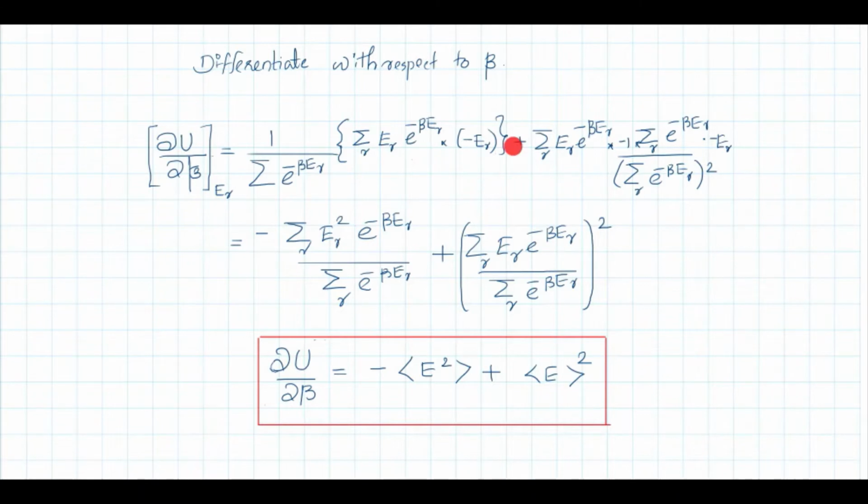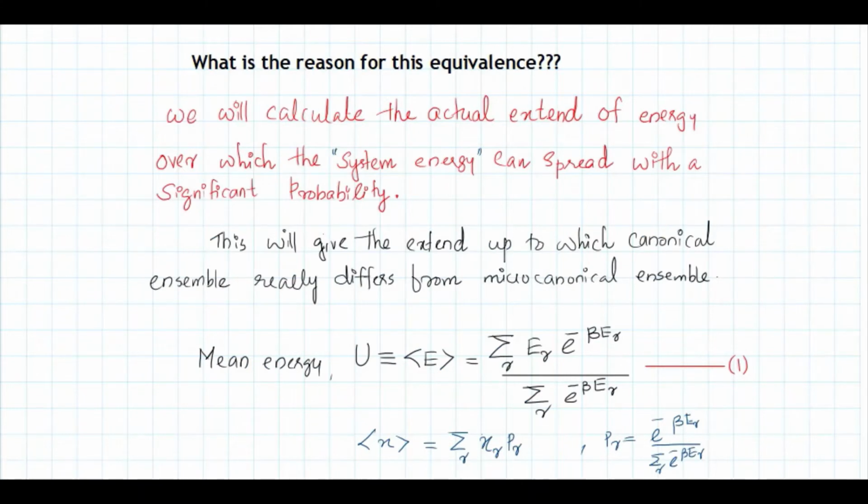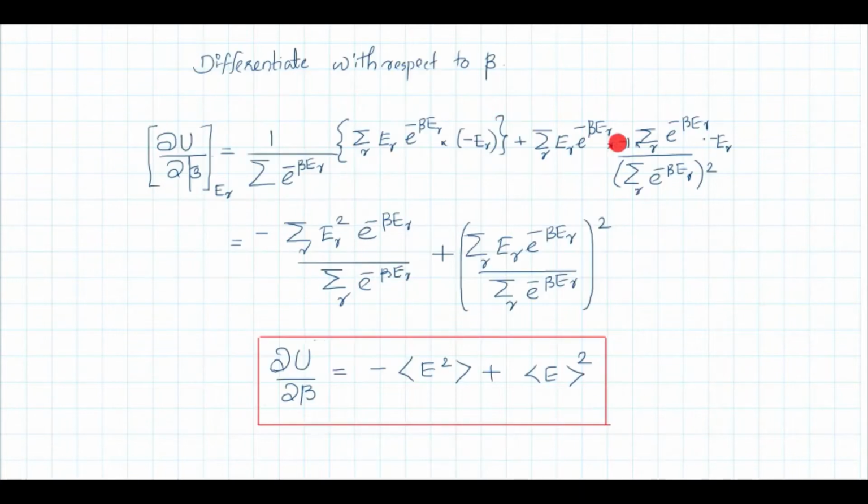Now the numerator, sigma r e raised to minus beta er, is the numerator, into the derivative of 1 divided by this quantity. Derivative of 1 by x is minus 1 by x square. So the derivative of 1 by this quantity is minus 1 divided by that quantity square. Okay, minus 1 divided by sigma r e raised to minus beta er square.